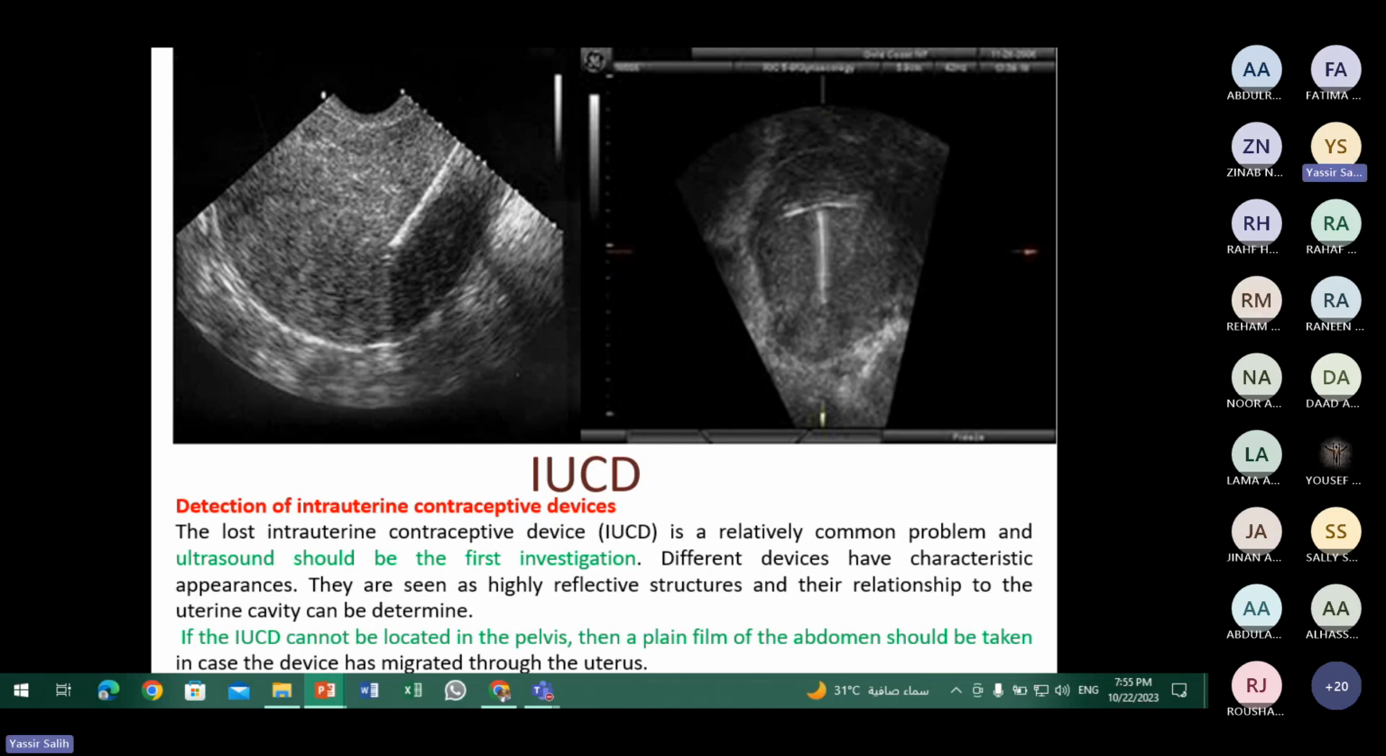طيب Doctor, yes, are both images here transvaginal? Yes, both images are transvaginal.